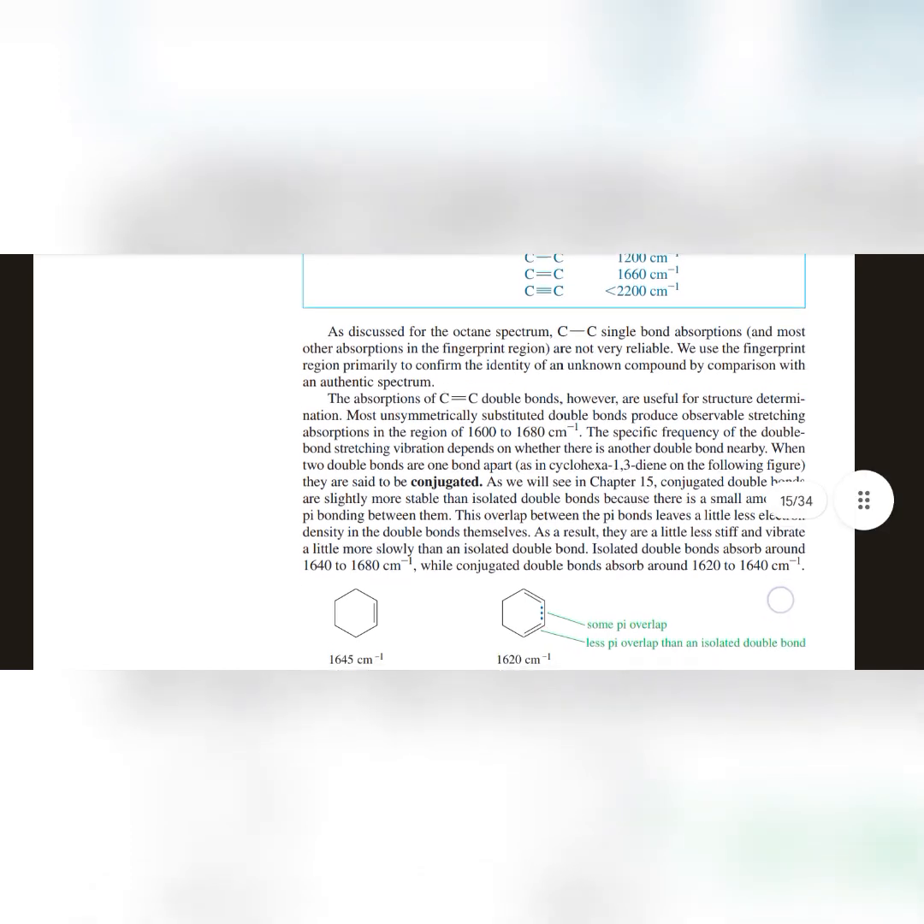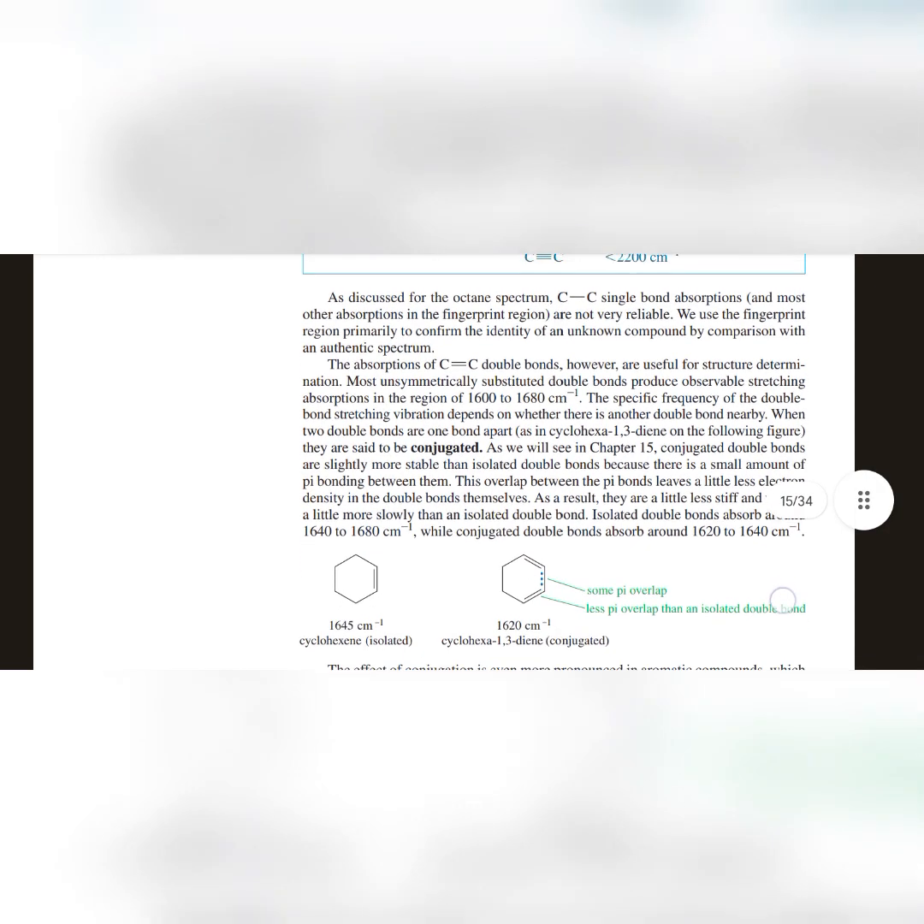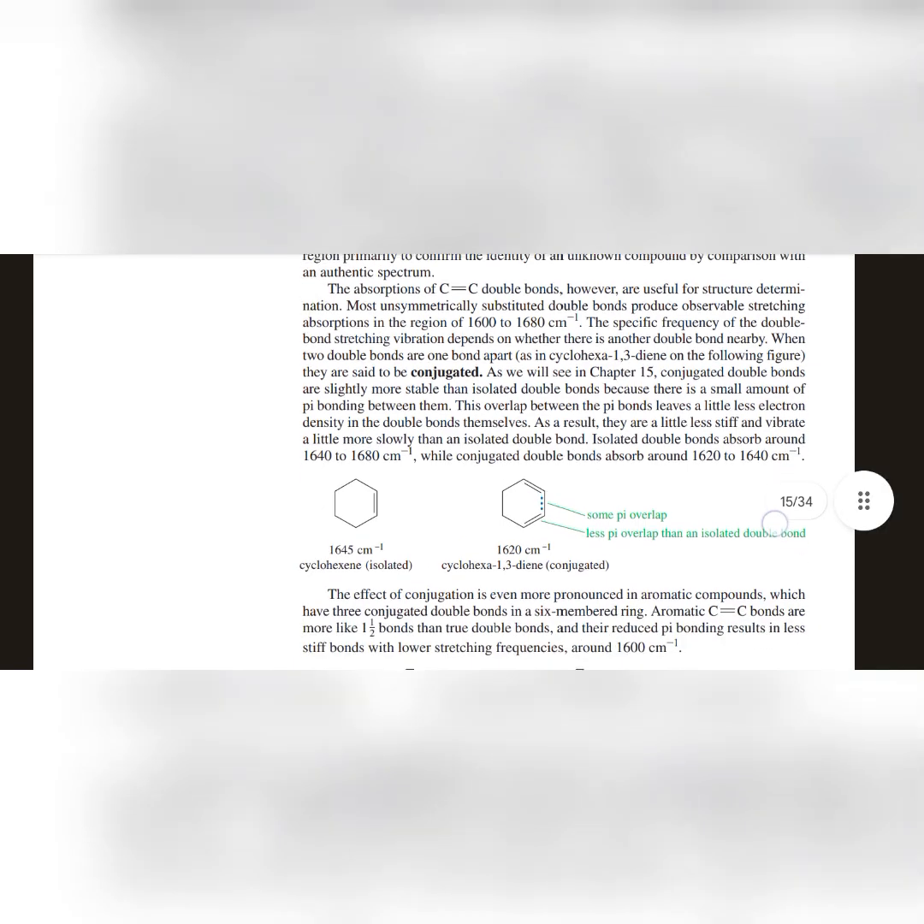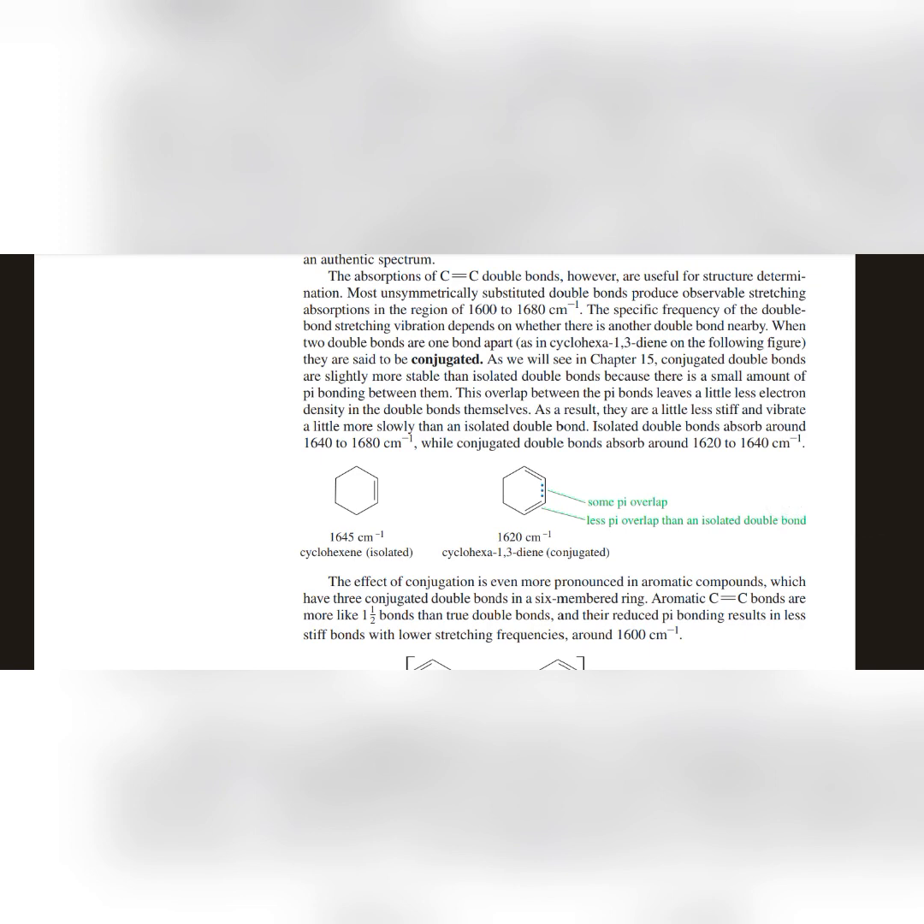The absorptions of carbon-carbon double bonds, however, are useful for structure determination. Most unsymmetrically substituted double bonds produce observable stretching absorption in the region of 1600 to 1680 centimeter inverse. The specific frequency of double bond stretching vibration depends on whether there is another double bond nearby. When two double bonds are one bond apart, they are said to be conjugated.